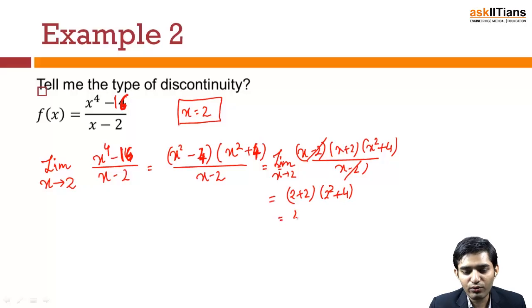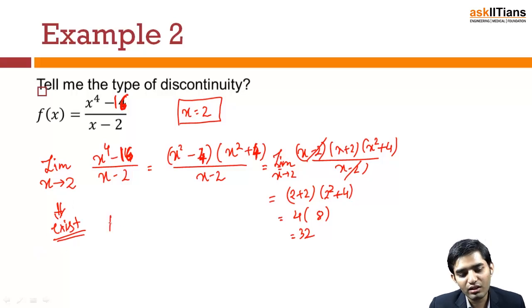Okay, so this is nothing but 4 into 4 plus 4, 8. Right, so this will be 32, which is finite, so the limit exists. So the limit of this function will exist, right? And now if the limit exists, what can I say? If the limit exists, then it will be a removable type discontinuity.